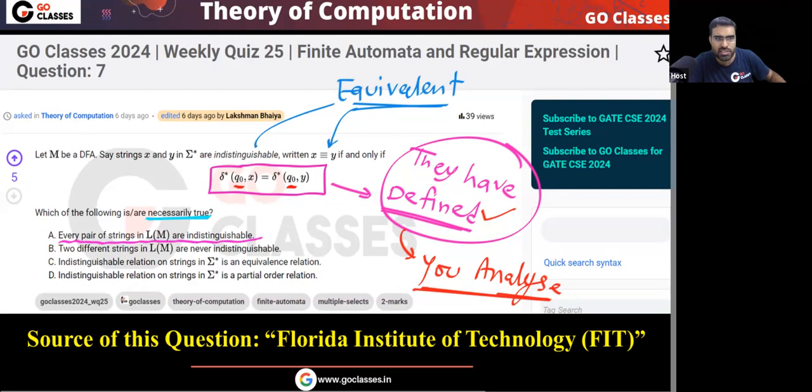That means every pair of strings are equivalent. Is this true? Necessarily true. Remember, the question is asking what is necessarily true.